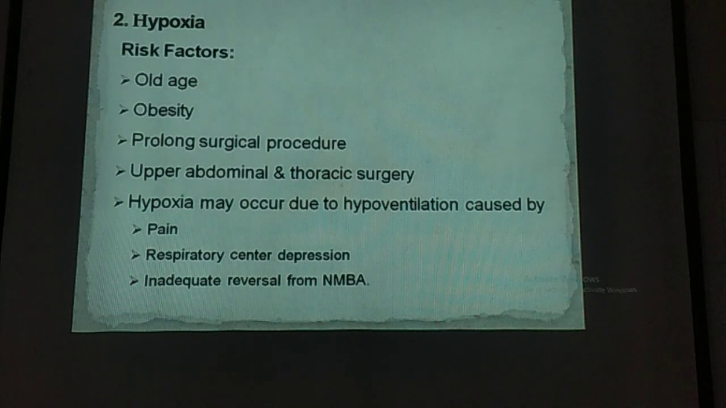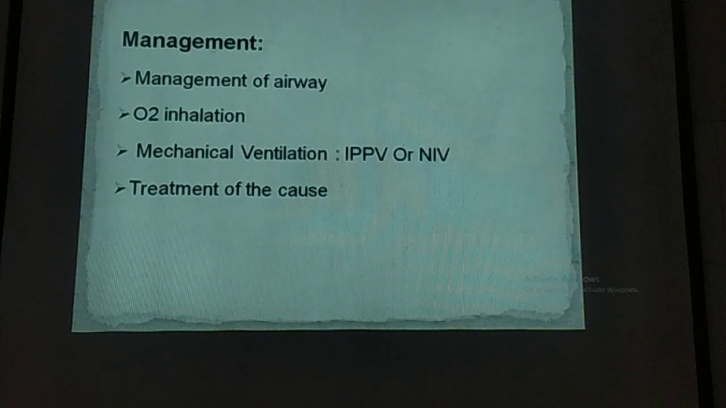Hypoxia. Risk factors: old age, obesity, prolonged surgical procedure, upper abdominal and thoracic surgery. Hypoxemia may occur due to hypoventilation caused by pain, respiratory center depression, inadequate reversal from neuromuscular blocking agents. Management of hypoxia: management of airway, oxygen inhalation, mechanical ventilation, intermittent positive pressure ventilation or non-invasive ventilation if necessary, treatment of the cause.